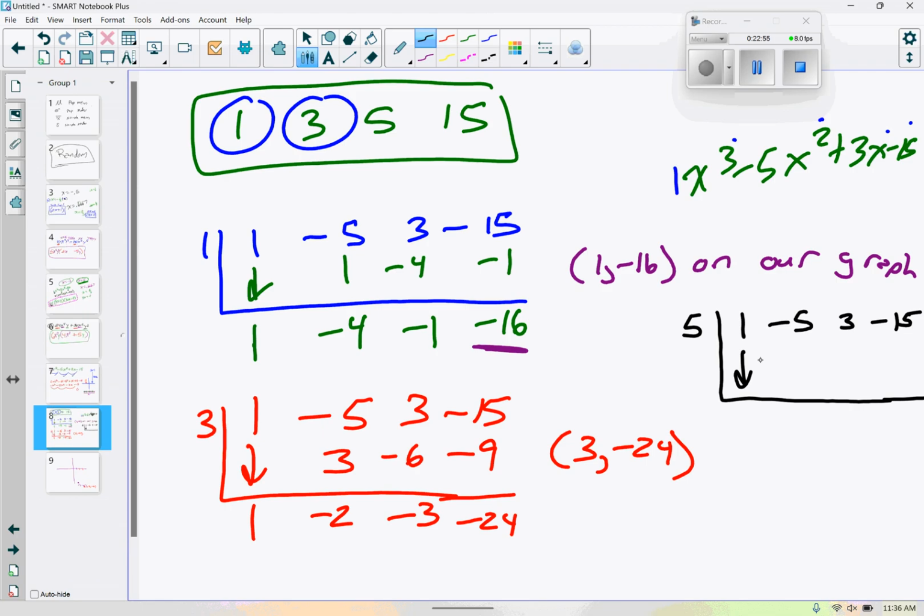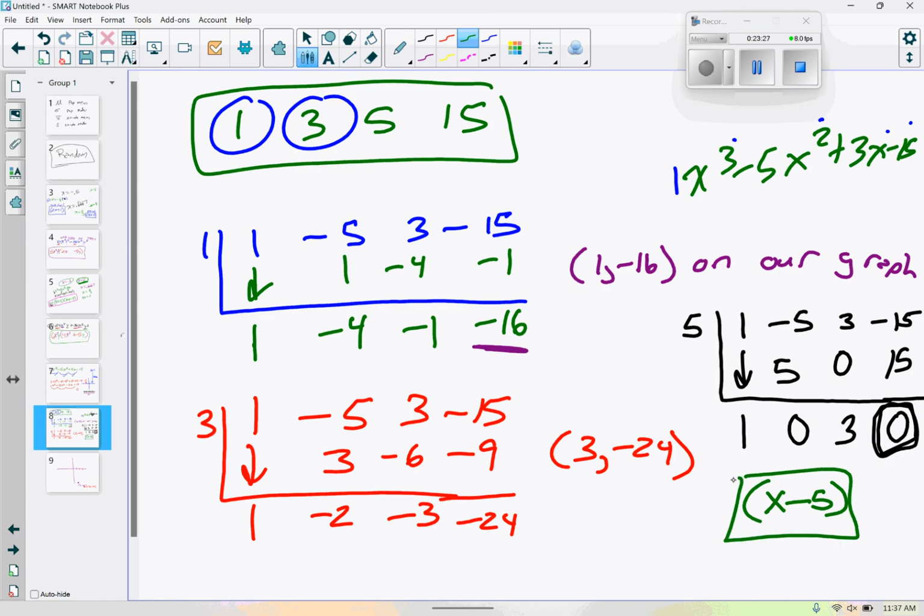Thanks for noticing. All right, 1 comes straight down. 1 times 5 is 5. Add those together, that's 0. 0 times 5 is 0. Add those together, that's 3. 3 times 5 is 15. Look what just happened here, my friends. That means that x minus 5 is part of that factored out. Why is that? Because the very last term became a 0. So now we have found that we have one real solution.